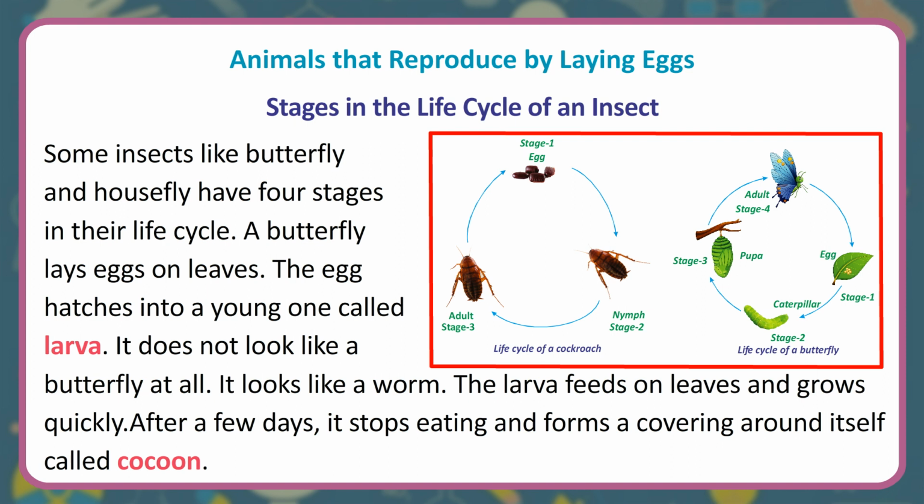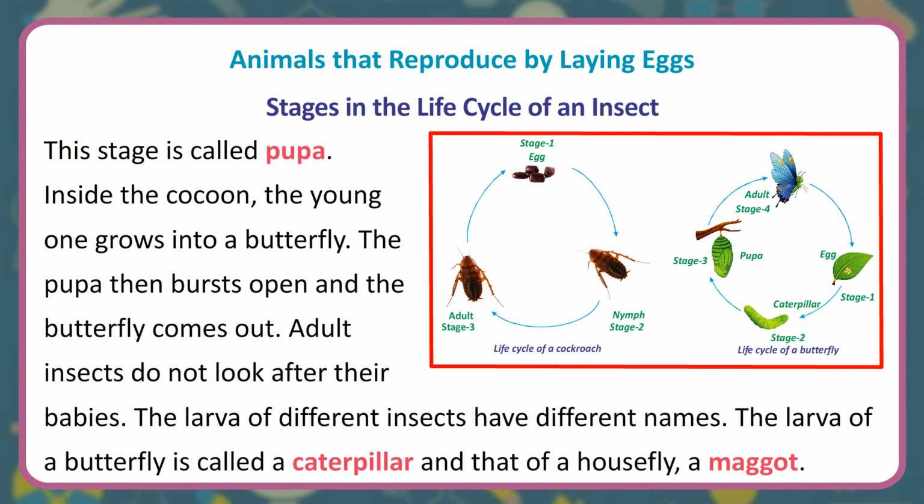After a few days, it stops eating and forms a covering around itself called cocoon. This stage is called pupa. Inside the cocoon, the young one grows into a butterfly. The pupa then bursts open and the butterfly comes out. Adult insects do not look after their babies. The larvae of different insects have different names. The larva of a butterfly is called a caterpillar and that of a housefly, a maggot.